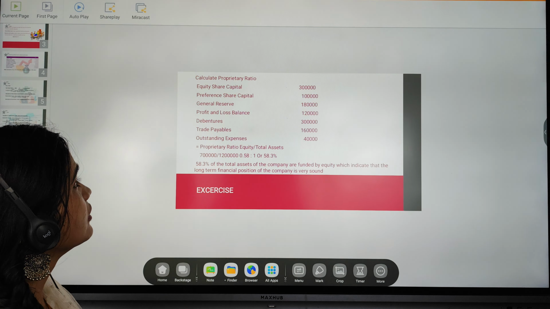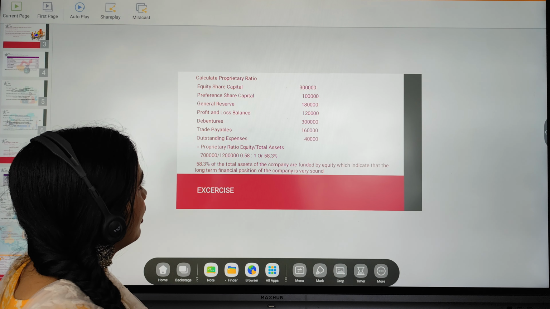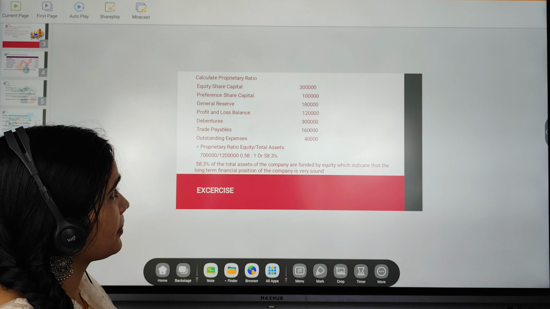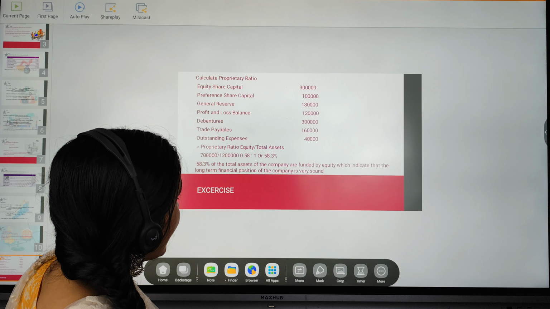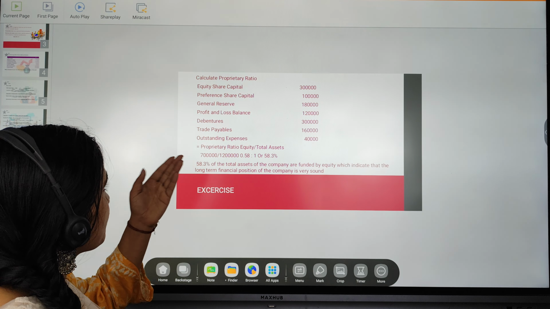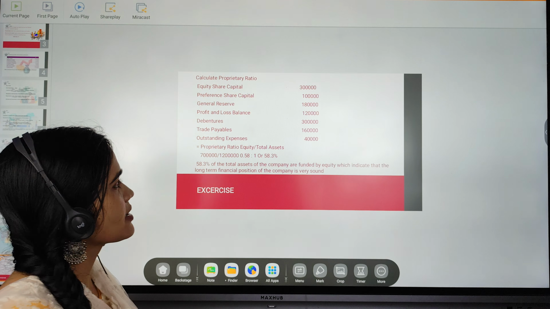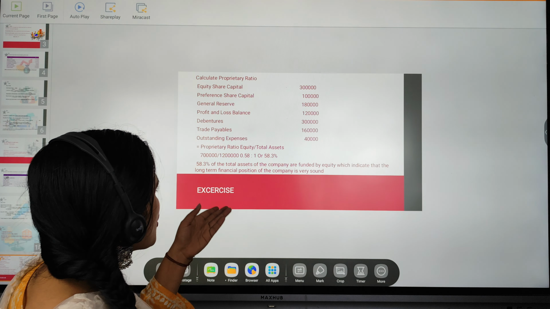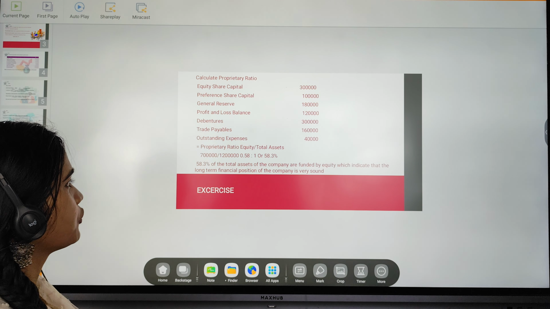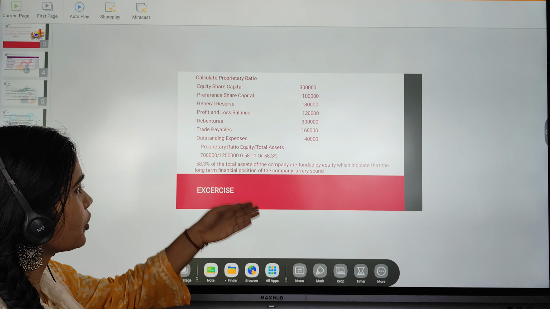Here, to calculate proprietary ratio, the following information has been given. Equity share capital, that is your 30 lakh. Preference share capital, that is your 1 lakh. General reserve 18 lakh. Profit and loss balance 12 lakh. Debentures 3 lakh. Trade payables 1,60,000. Outstanding expenses 40,000. The formula: proprietary ratio, equity upon total asset.